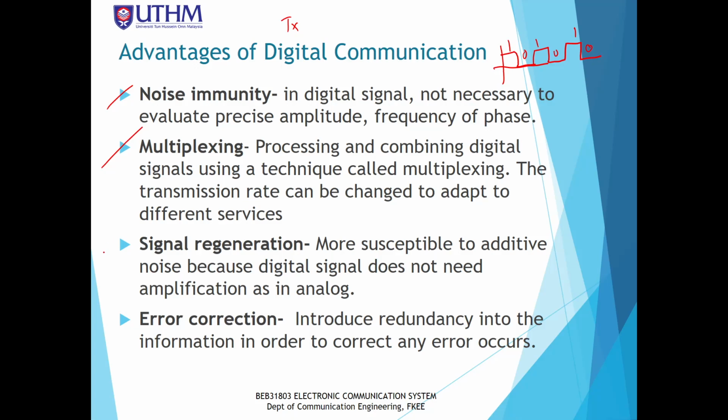Okay, and then what? Signal regeneration. This is one of the big advantages of the digital system. Regeneration means that we regenerate the signal again. Maksudnya kita hidupkan semula signal itu. So this is different from amplification. In amplification, we amplify the amplitude, but regeneration means we regenerate the signal again in between transmitter and receiver. So we can send the signal over a long distance compared to analog.